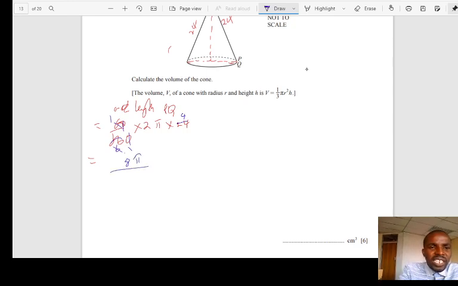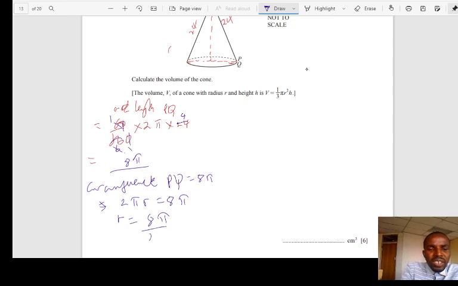Let's just leave it with pi like this. So 8 pi is the circumference, which means the arc length, which means the circumference on our cone PQ will be equal to 8 pi. So circumference is 8 pi. Circumference is 2 pi r. So 2 pi r is equal to 8 pi, our radius is the one that we want to find here. Then to find the radius, we divide by 2 pi. So you get a radius r is equal to 4 centimeters. So it means the radius here is 4.